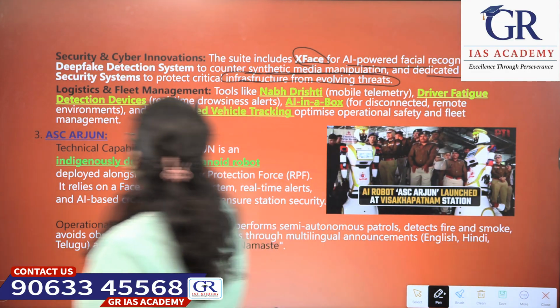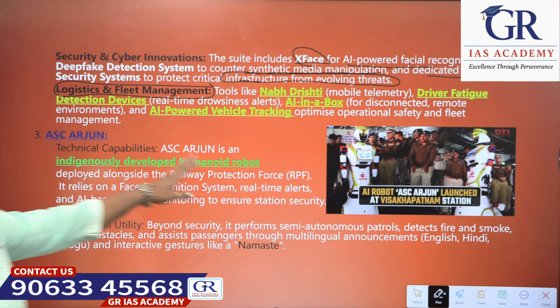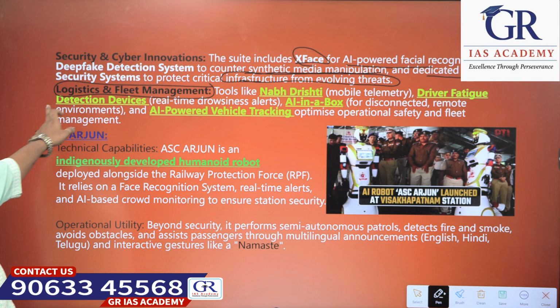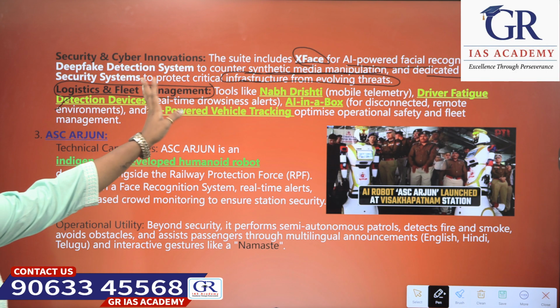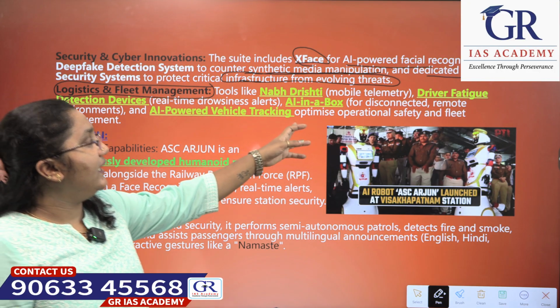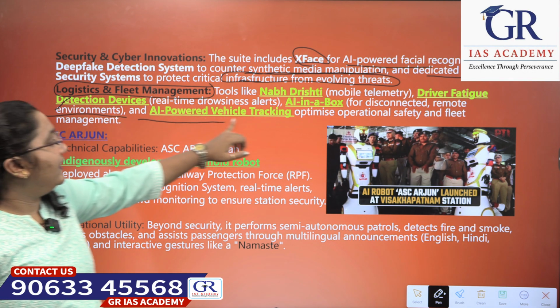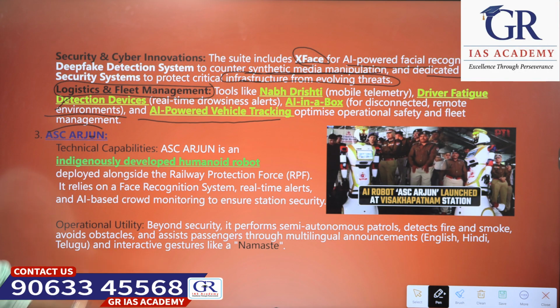The next is logistics and fleet management. In logistics and fleet management, tools like Nab-drishti, the mobile telemetry and driver fatigue detection devices, detect the real-time drowsiness of a driver and raise an alarm beforehand. And then AI in a Box, for disconnected remote environments, and AI-powered vehicle tracking, which optimizes operational safety and fleet management. These are a few AI things present in logistics and fleet management.